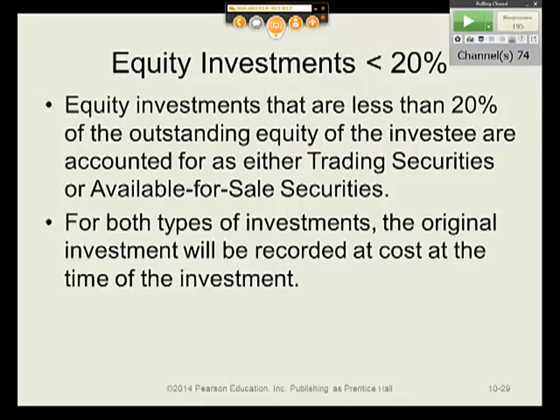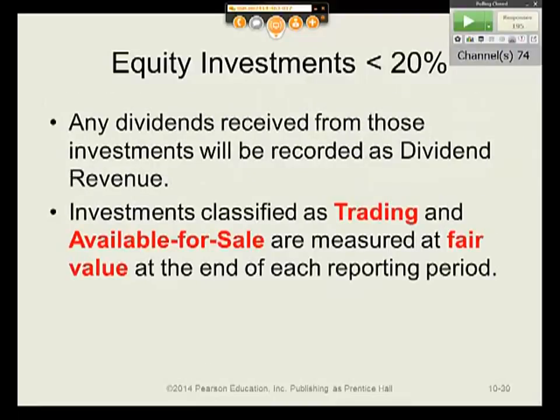Now these are investments that do not give you any influence, under the assumption that less than 20% voting power does not give you enough shares of stock to influence the decisions of the investee company. Then those securities could be trading or available for sale. They cannot be held to maturity, obviously, because there is no equity that could have a maturity date.